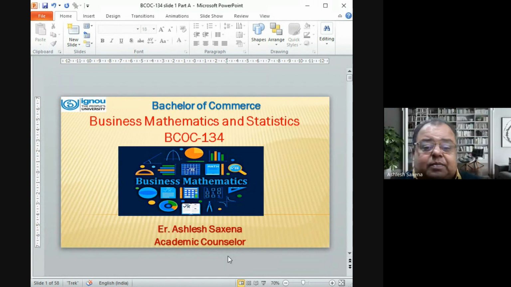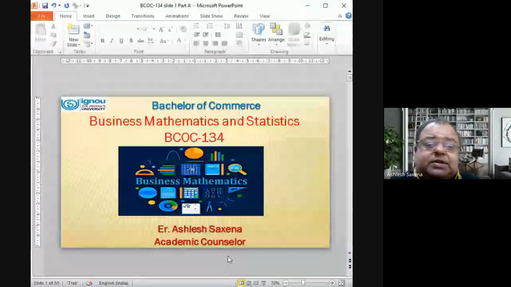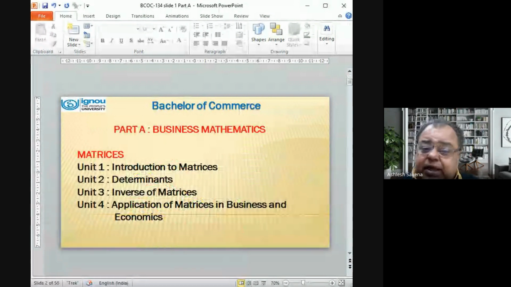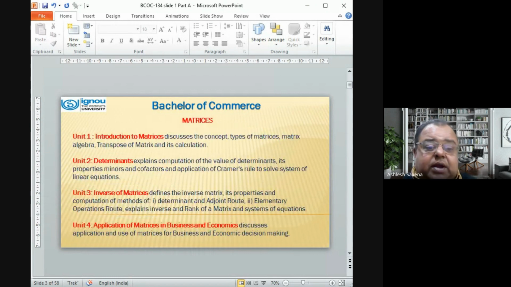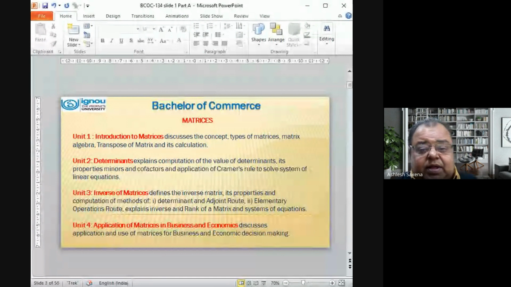This is Business Mathematics and Statistics BCOC 134, and we have two parts in it, Part A and Part B. Part A is Business Mathematics, and that starts from matrices. Unit 1 is Introduction to Matrices. Unit 2 is Determinants. Unit 3 is Inverse of Matrices. And Unit 4 is Application of Matrices in Business and Economics. Now, the thing is what we will be doing in matrices.